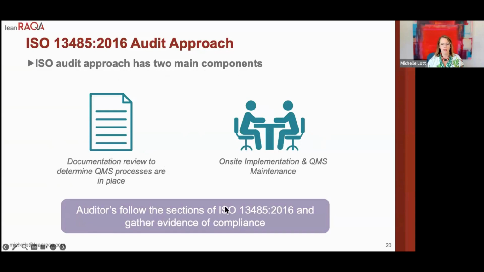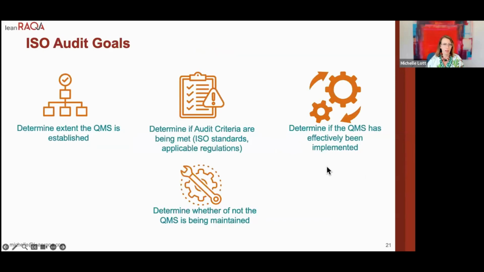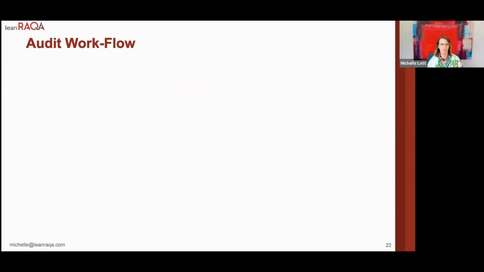The auditors are going to follow the sections of ISO 13485:2016, and they gather evidence of compliance as they go. So the goals of the ISO audit are to determine the extent that the QMS is established, determine if the audit criteria are being met from various ISO standards and applicable regulations, determine if the QMS has effectively been implemented, and determine whether or not the QMS is being maintained. So it's a multifaceted approach, but it's not necessarily systemic like the QSIT model.